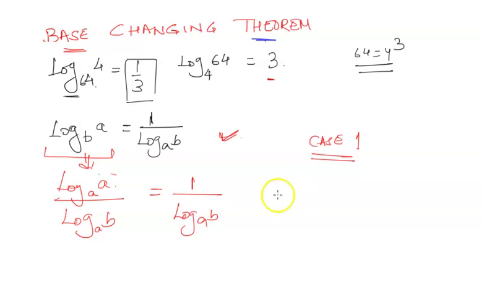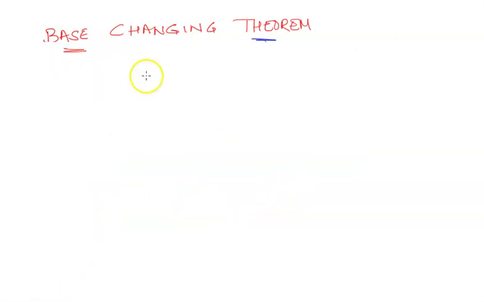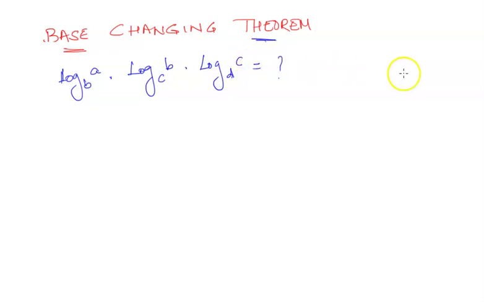Let's see another example or another case. If you have a more complex problem, just say log a to the base b into log b to the base c into log c to the base d, and you need to find the value of this, where a is equal to 16 and d equals 4. How would you solve this problem, right? You don't know the value of b, you don't know the value of c, you only know the value of a and d. So how will you solve this problem?